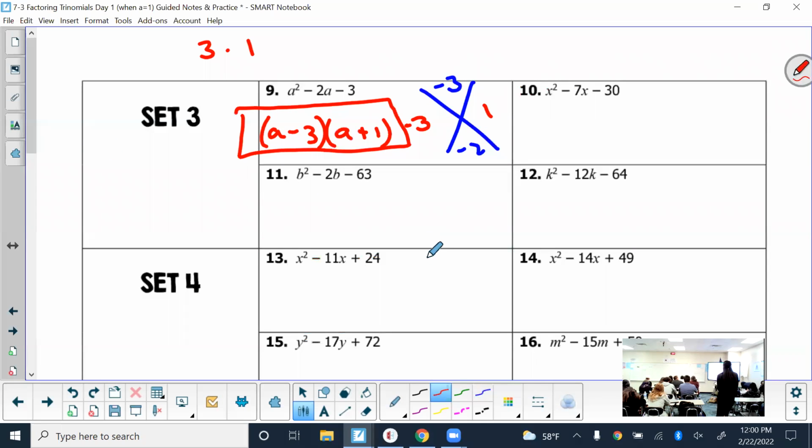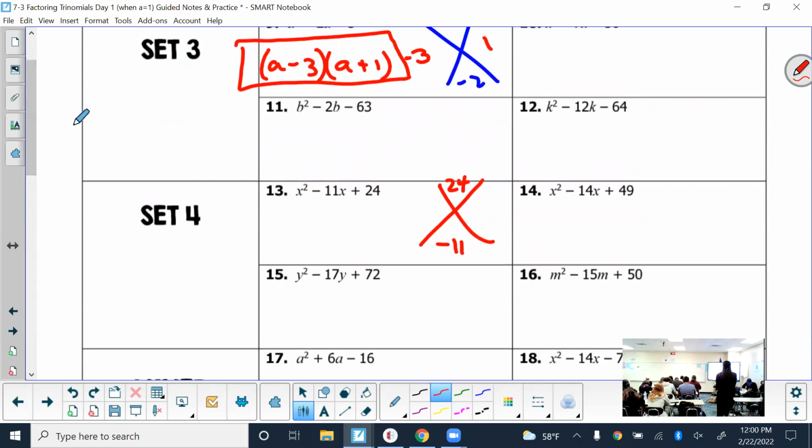All right, now let's look at 13. So let's look at set 4. We have 24 on the top and negative 11 on the bottom. Now 24 is one of those ones that we said has a lot of options, right? It was 12 and 2, what else? 8 and 3, 6 and 4, 24 and 1.